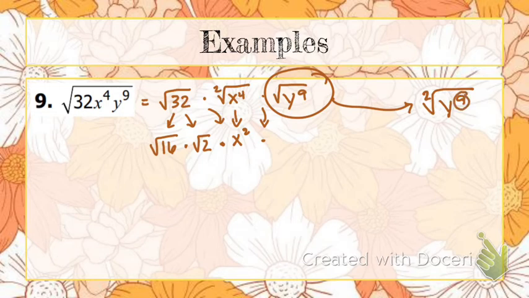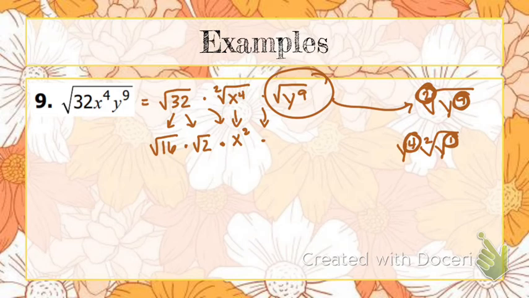So we have y to the 9th, and we have a square root. 9 divided by 2 is 4 with some left over. So 2 goes into 9 4 times. So we get a y to the 4th, and it has 1 left over. So y to the 1st has to stay under the radical. So 2 goes into 9 4 times with 1 left over. Do you see where all the pieces go?